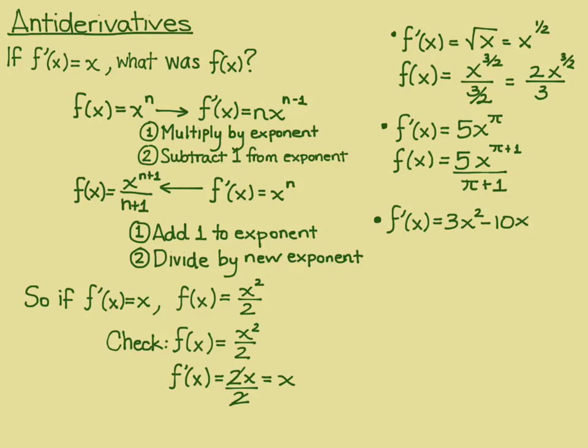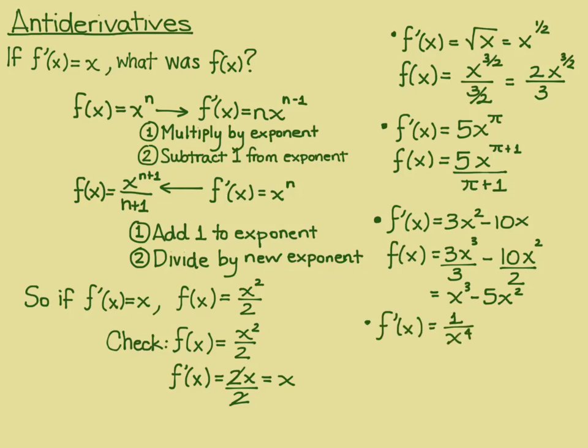Let's look at f prime of x equals 3x squared minus 10x. I'm going to take this term by term using the sum rule. So the first term I get 3x to the third divided by 3, and in the second term I'll get a minus 10x squared divided by 2. When we simplify, we'll get x cubed minus 5x squared.